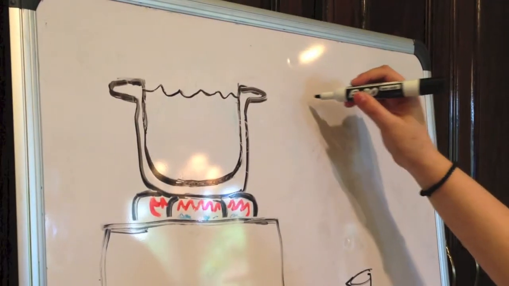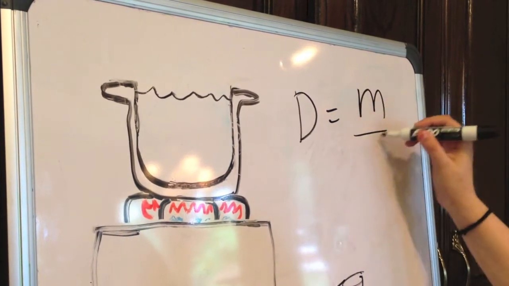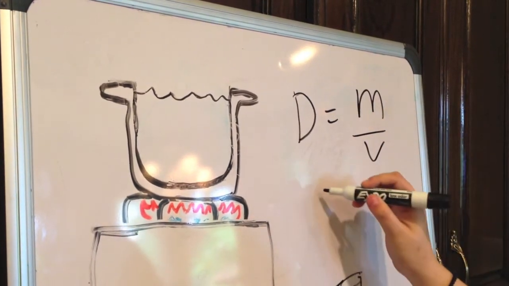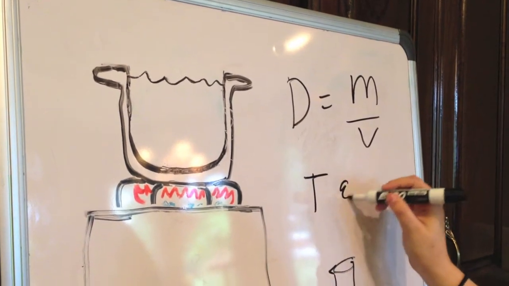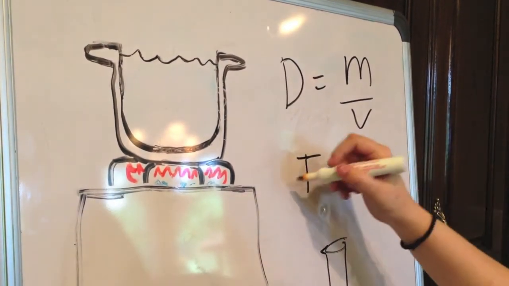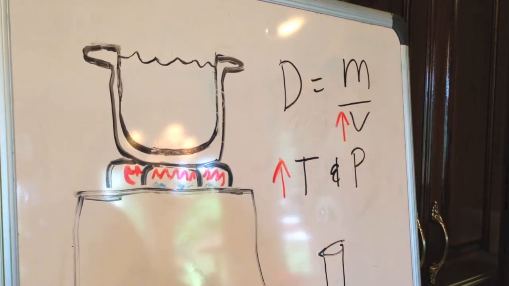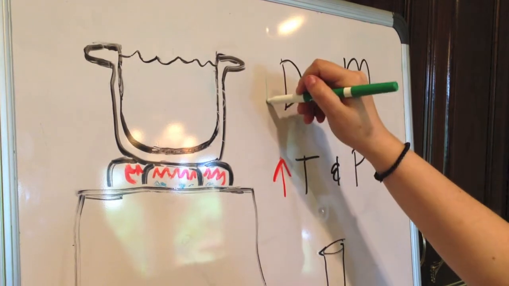Remember what happens when you have liquids of different densities in the same container? Well, I have a picture that may help with that. Remember, density is mass over volume and can change with temperature and pressure. An increase in temperature increases volume and decreases density.